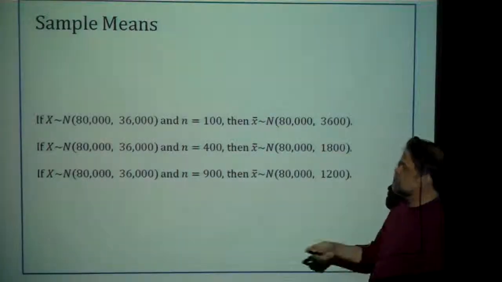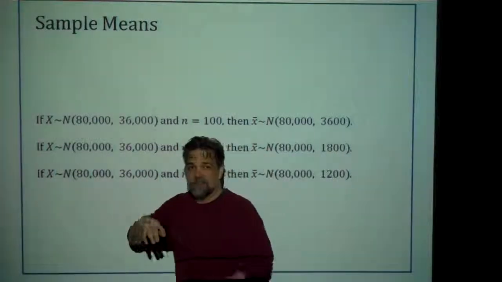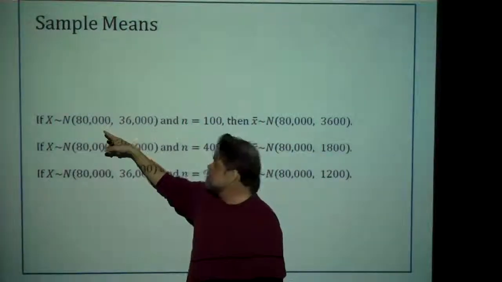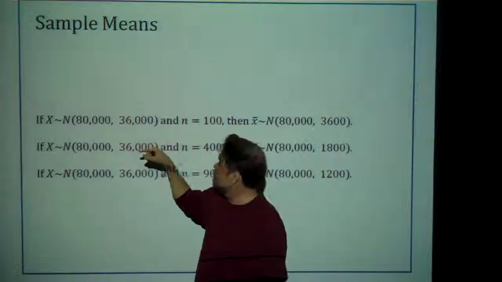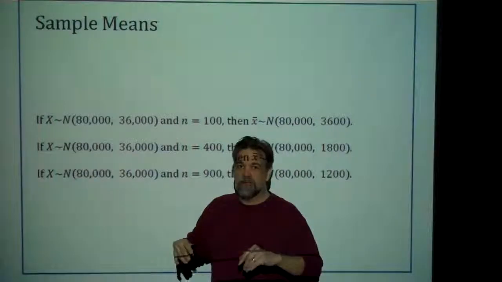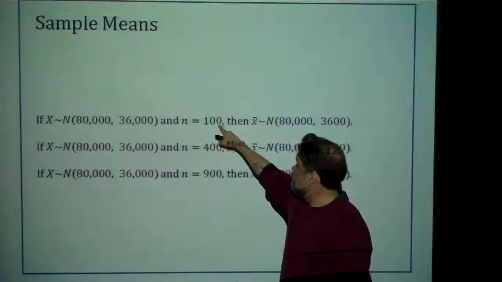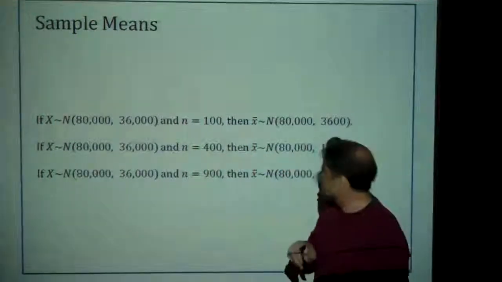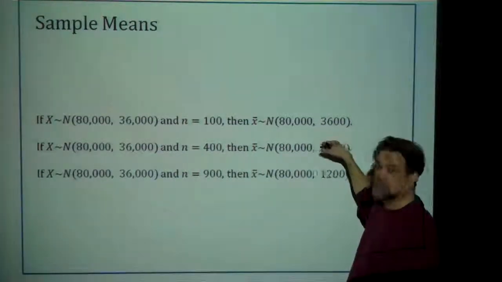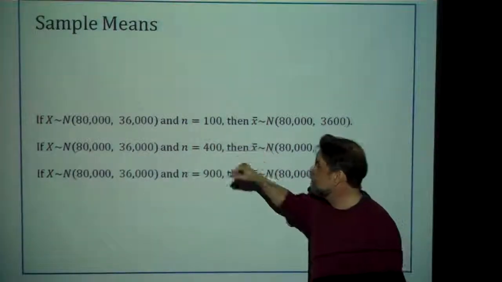Okay, so what does that mean? It means that, let's say, again, wild guess here, let's say that the average mileage is 80,000 with a standard deviation of 36,000. Okay? Again, crazy guess. I'm sure that's not right, but let's just assume it is for now. Okay? If I go out and I take a sample of 100, that means my sample mean is going to be normally distributed with a mean of 80,000 and a standard deviation of 3,600. Why? I'm just dividing 36,000 by 10, by the square root of 100.